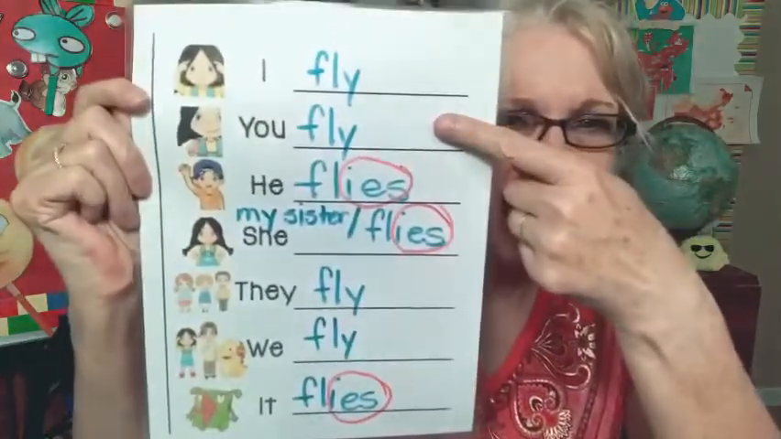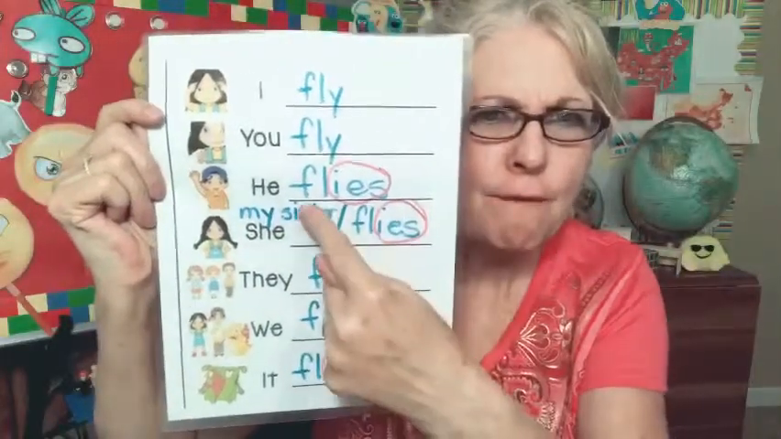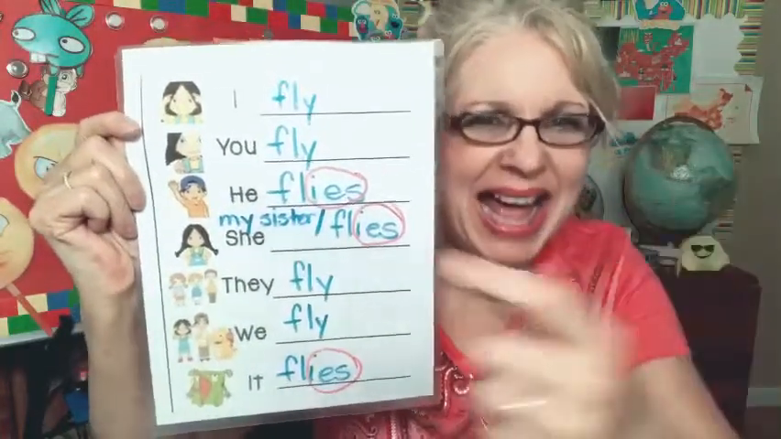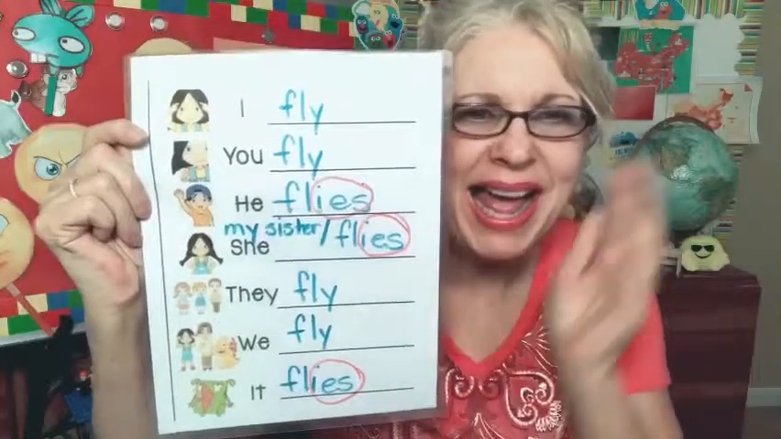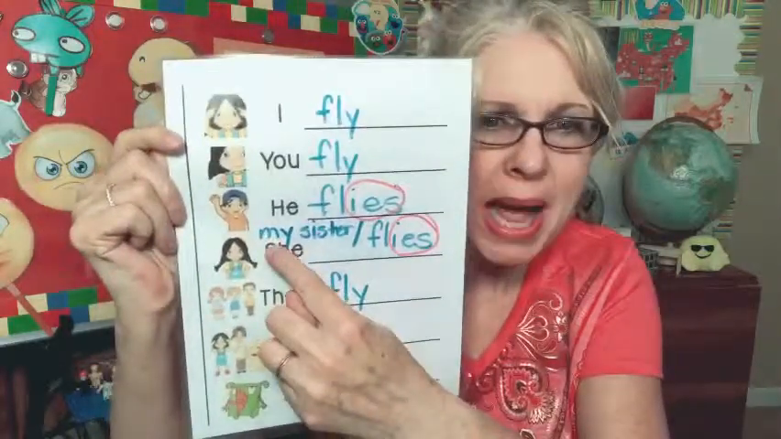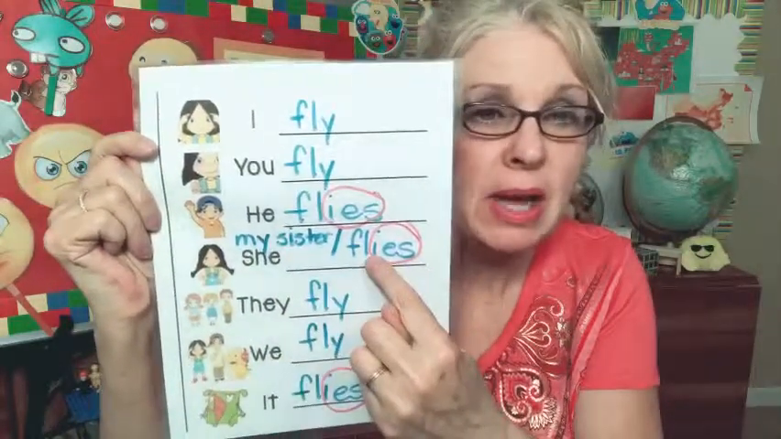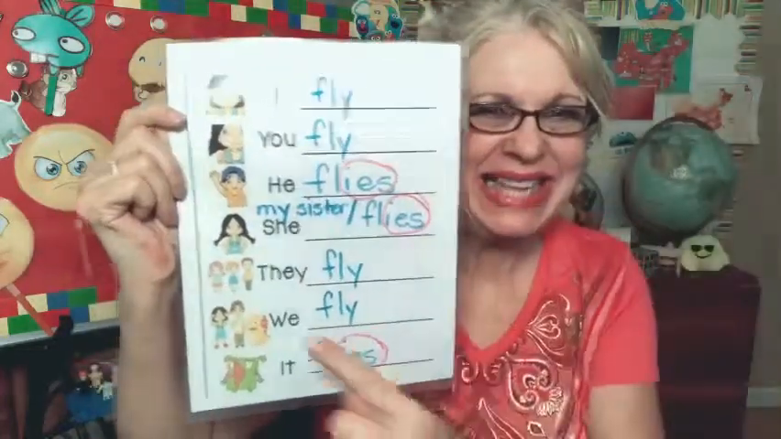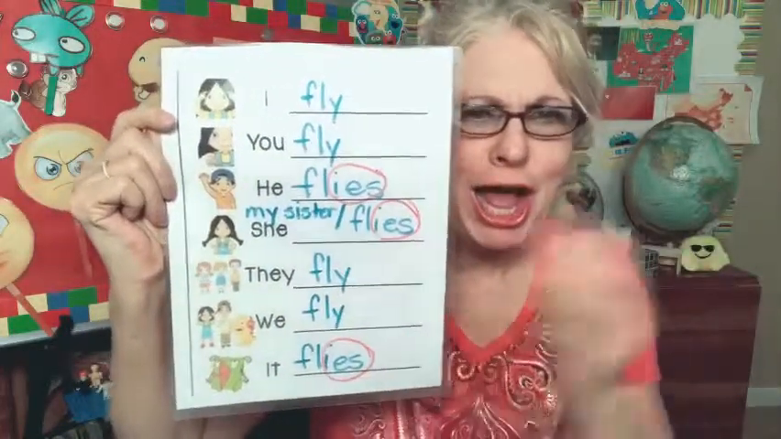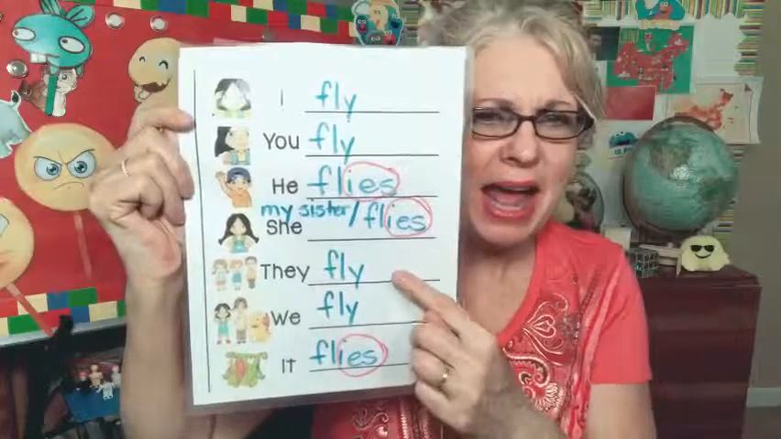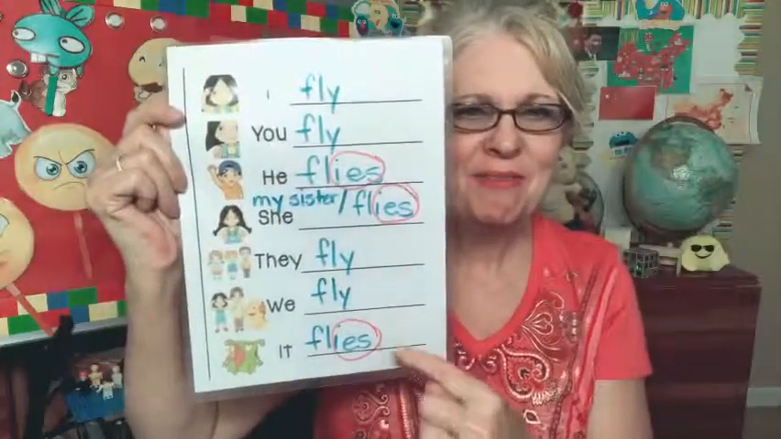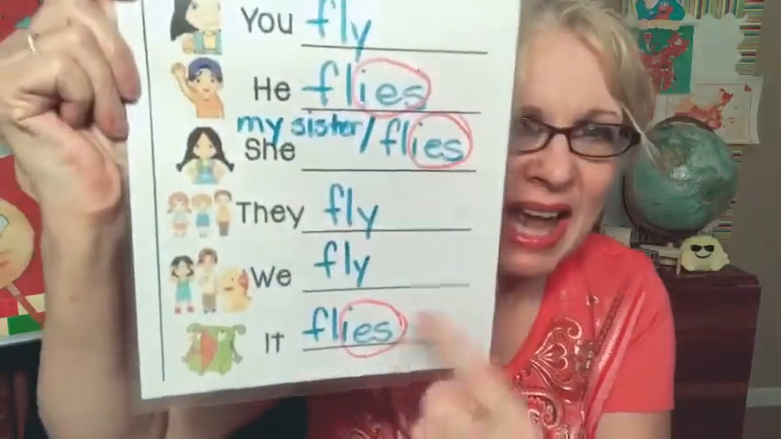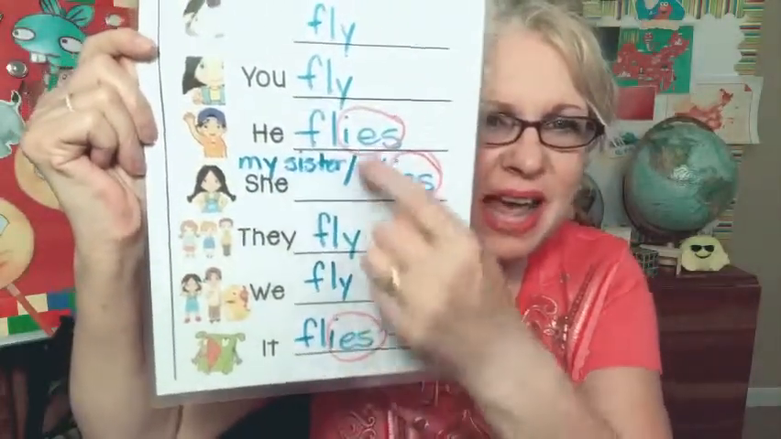You fly. He flies. She flies. My sister flies. Yes! They fly. We fly. It flies. And you notice I have emphasized the flies because I promise you that will be one of the mistakes your mentor coach is going to make. They're going to leave that out when you're doing these sentences.